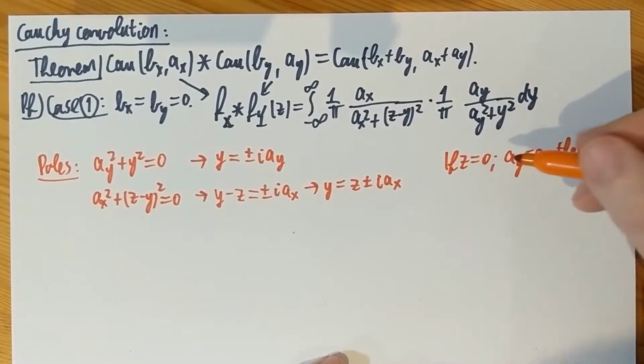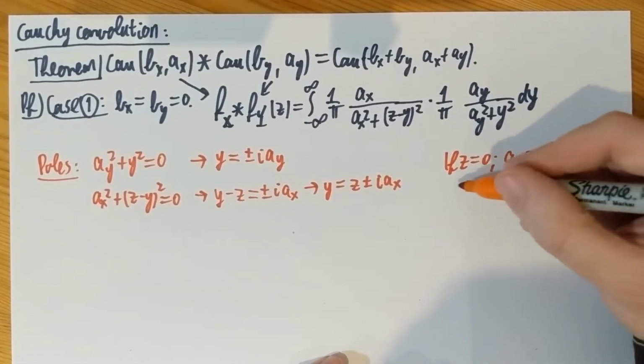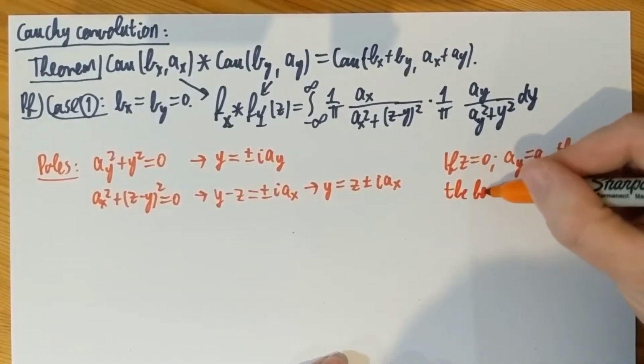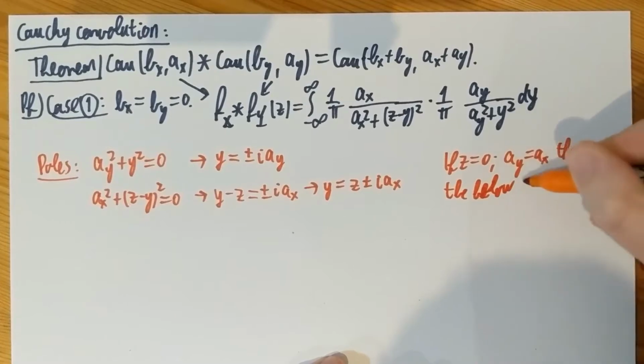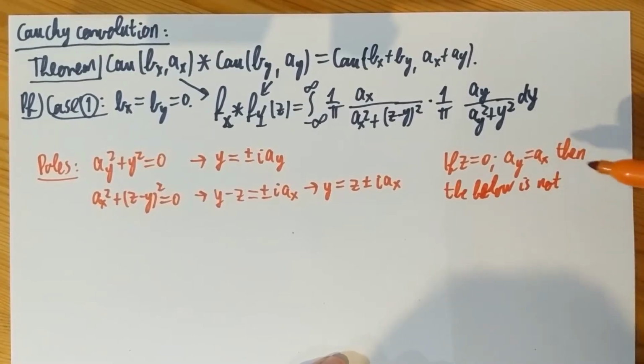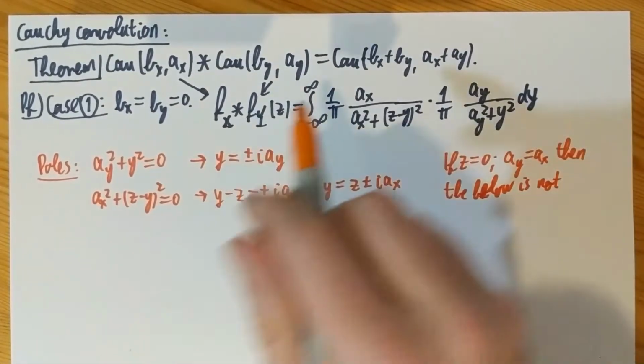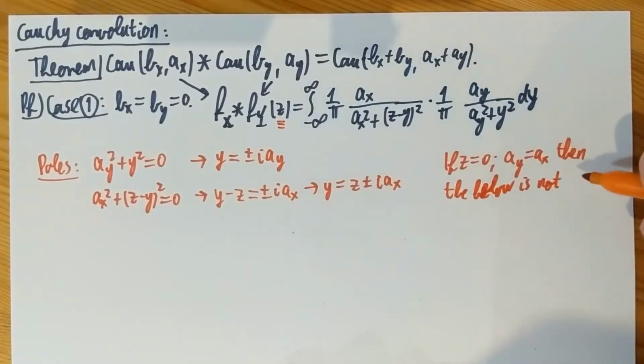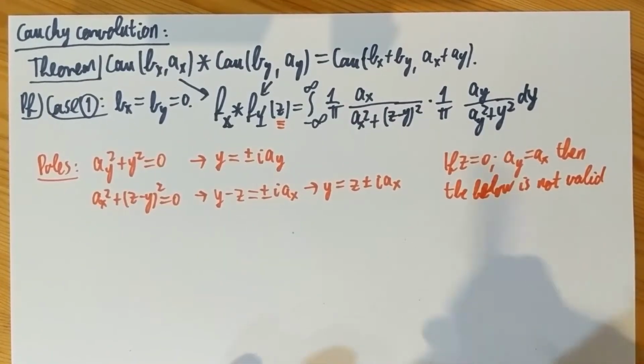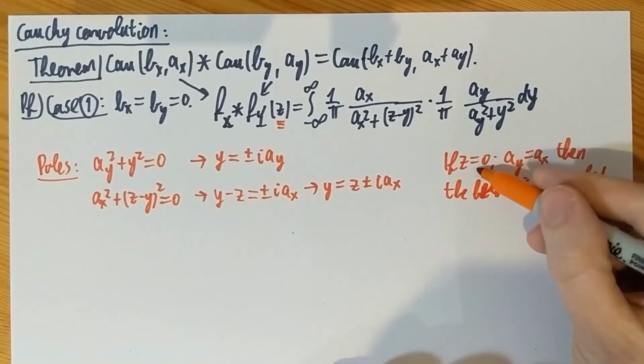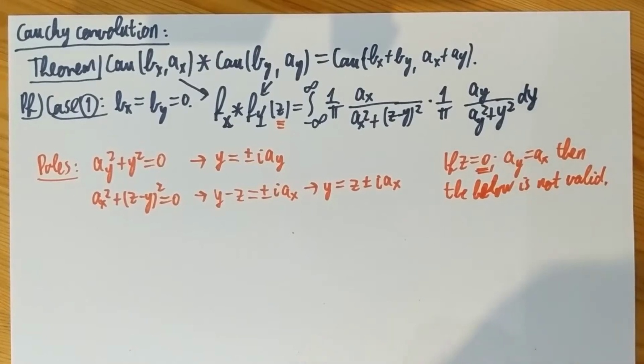So strictly speaking, if z is 0 and ay equals ax, then what I say is not true. The below is not valid. Notice that z is real, right? We're plugging in a real number to the convolution. So the below is not valid because then these poles actually coincide, and we're dealing with a second order pole. However, it's just one number in the density, and within a density we never care about a single number.